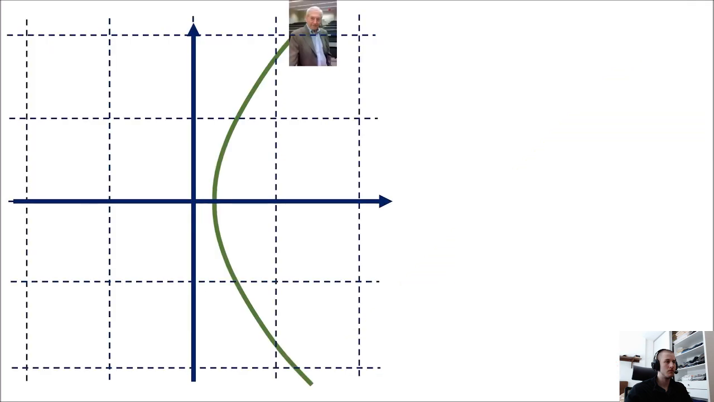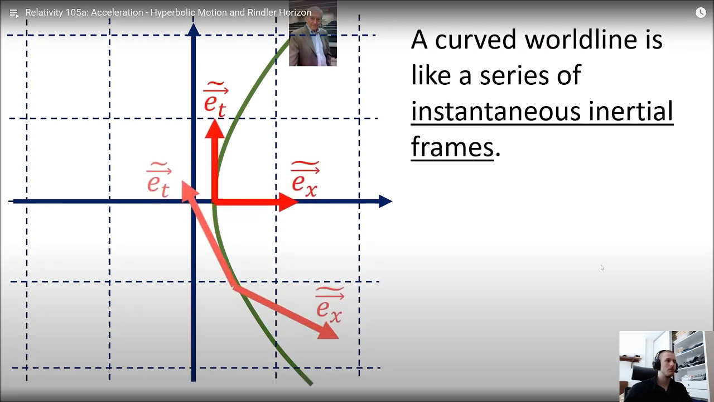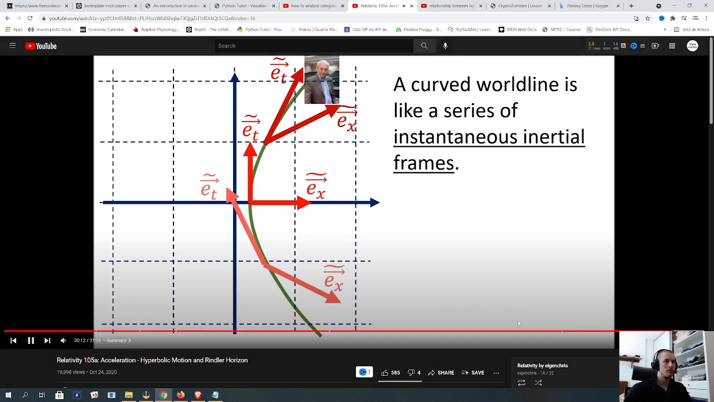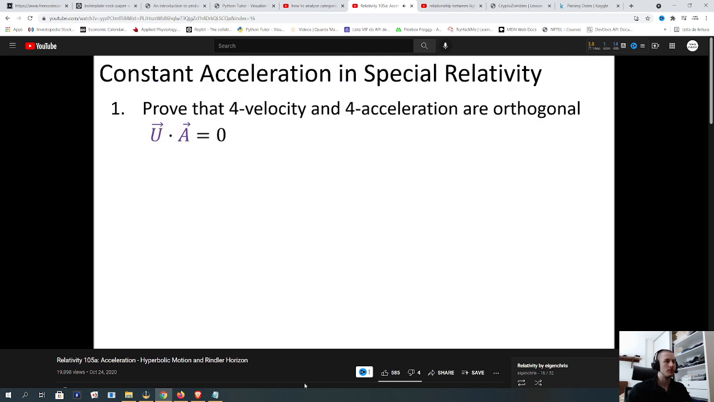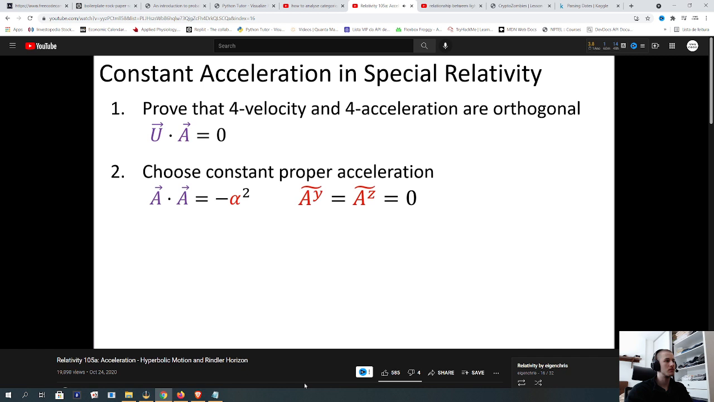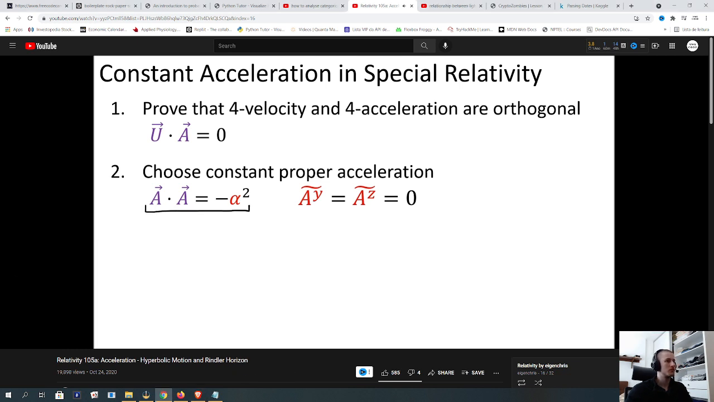So to summarize this video, we found that a curved world line is a series of instantaneously inertial reference frames, where every point on the world line has a different inertial frame, where the time basis vector is tangent to the world line, and the position basis vectors are Minkowski orthogonal to it. We also learned that four-velocity and four-acceleration are always Minkowski orthogonal to each other, with a dot product of 0. We learned that proper acceleration is the acceleration measured on an accelerometer carried by an observer, and we learned that the condition for constant proper acceleration alpha is a dot a equals negative alpha squared. This assumes that acceleration is only in the x direction.